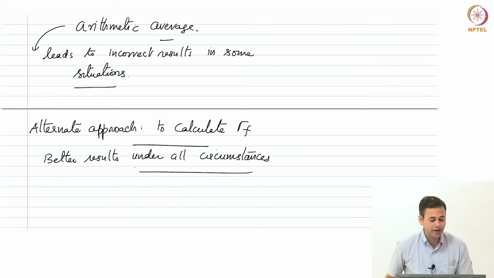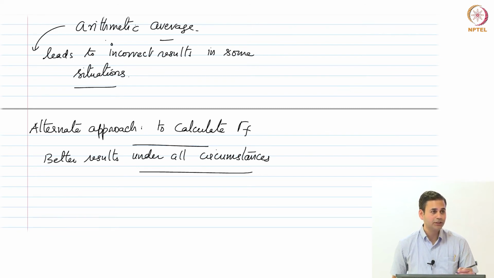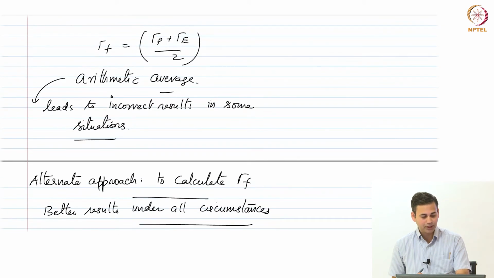Okay, now I have just claimed something here which we have not yet proved, we will prove it in a little while. What I said is, if you use arithmetic average or just linear interpolation, it may not give correct results, it will give incorrect results in some situations which we are going to see, especially if we have gamma as a function of space and if we have a composite material and things like that. Rather, if you use an alternate approach, then the gamma f you would calculate would give you better results. This is a claim we are making, which we will prove now.